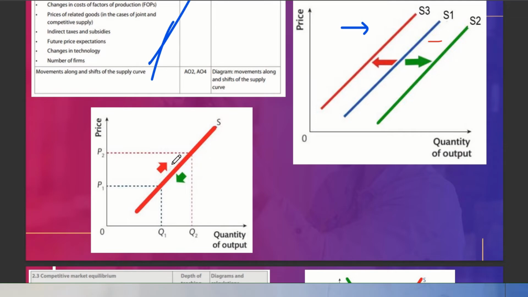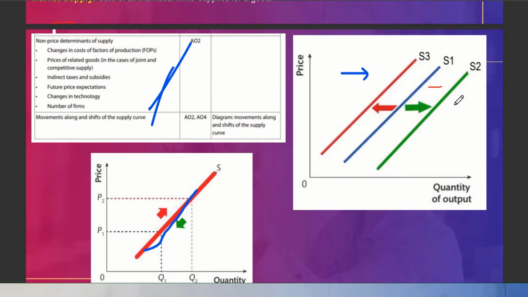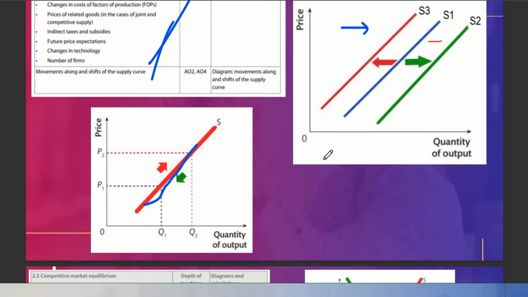Extension and contraction will take place within the supply curve or within the demand curve. Meanwhile, an increase or decrease will completely shift the supply curve or demand curve to the right side or left side. So the non-price determinants only will shift the curves, and price will cause only extension and contraction.